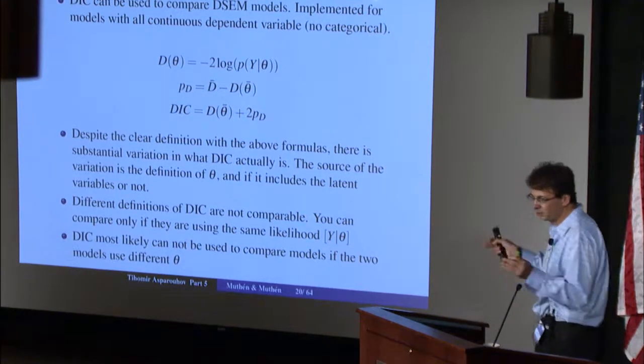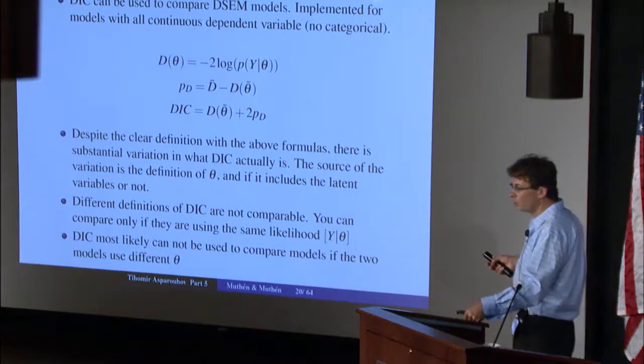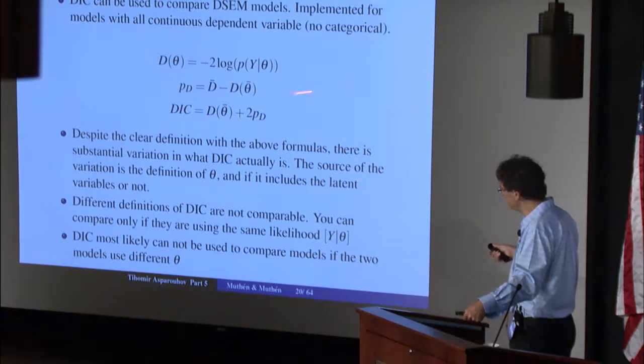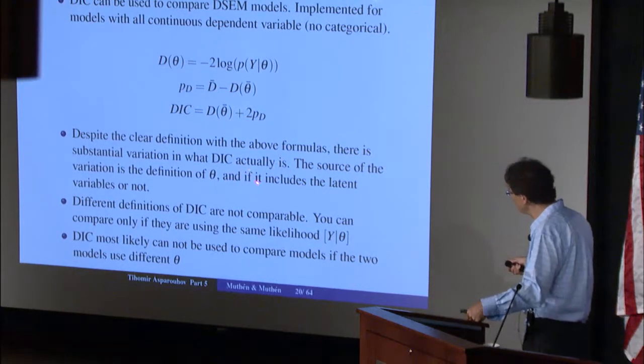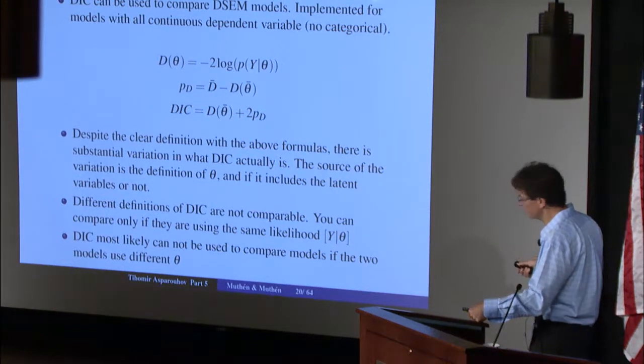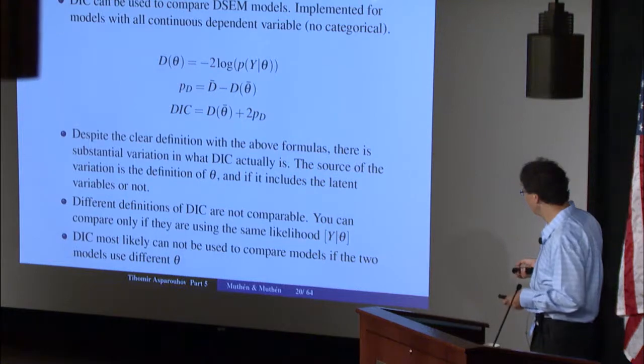And so these are two completely different definitions. You get completely different numbers. And in order to be able to compare models using the DIC, you have to actually use the same definition for the theta parameters. So essentially, the latent variables in the model have to be the same.